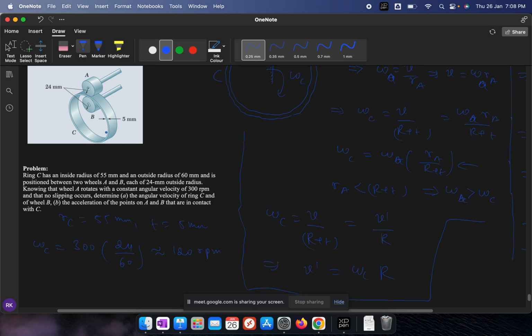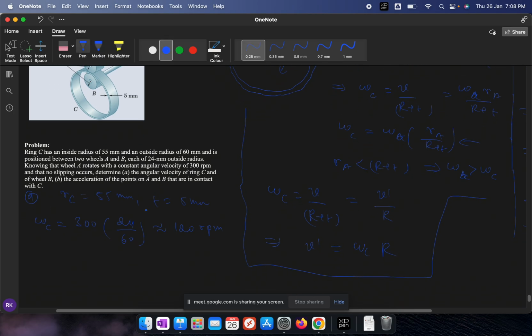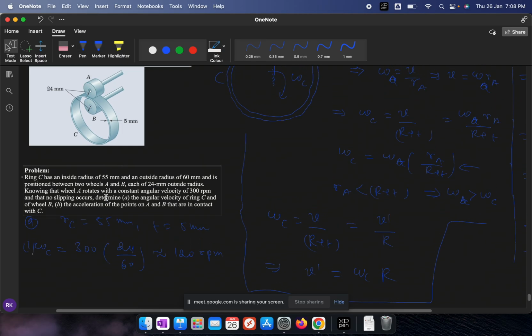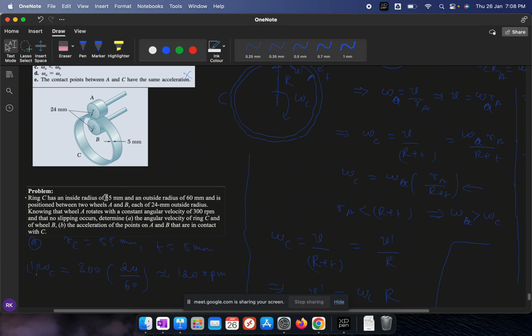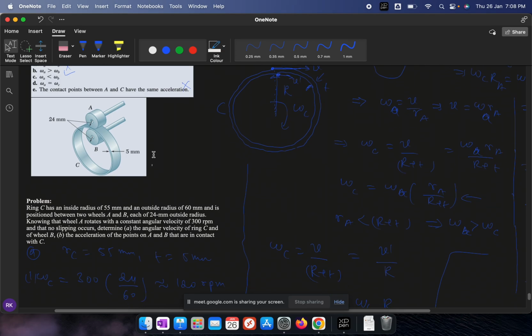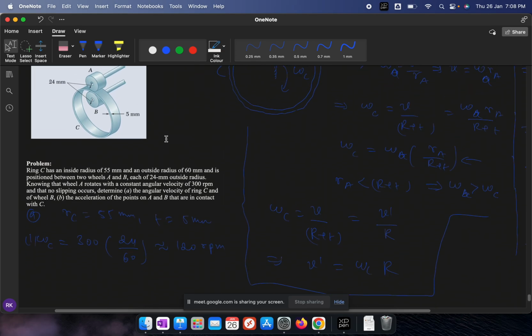Okay, so that is the omega of this larger wheel. So that is the answer for part A. For part A, yeah, we got two parts. One is omega C. Now the second part is, it is asking what is the angular velocity of omega B. Omega B we also have to find. By the help of omega C, we can easily determine. Please tell me the answer for omega B.